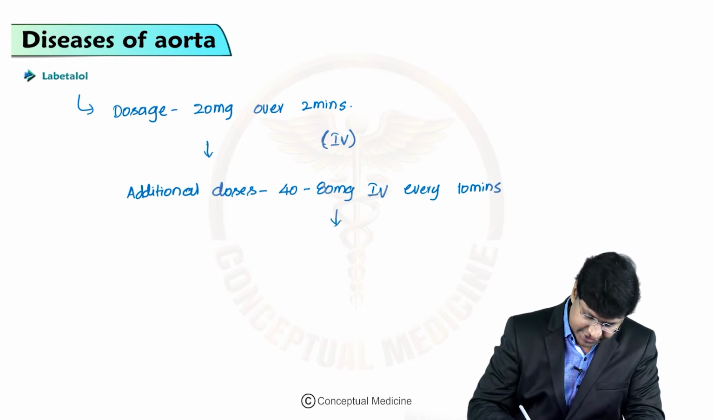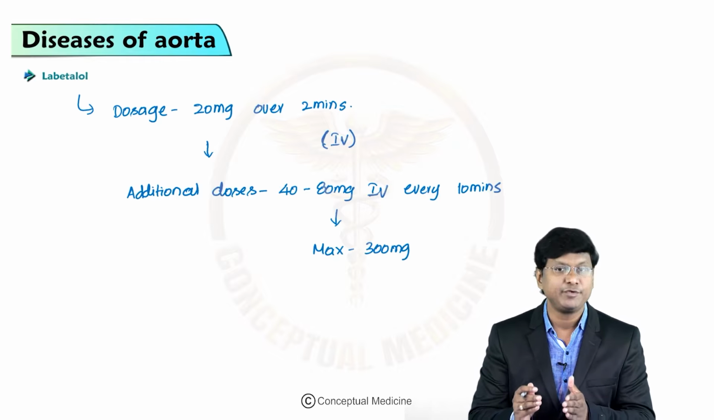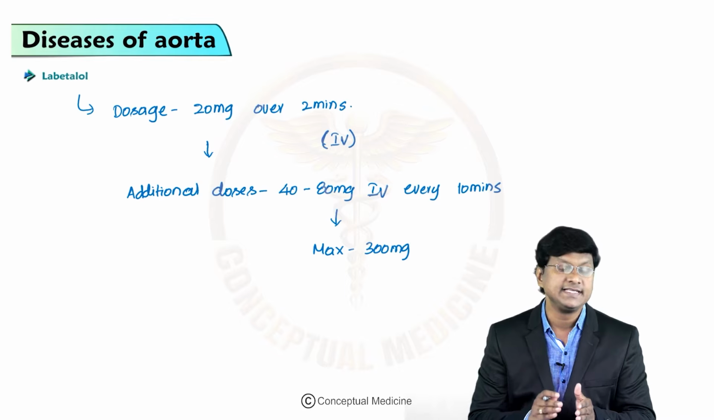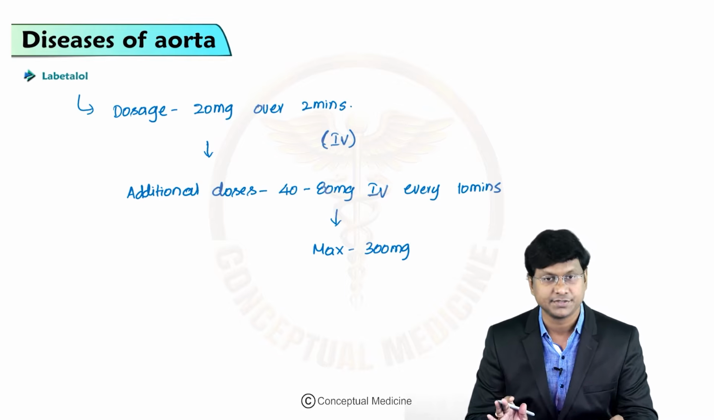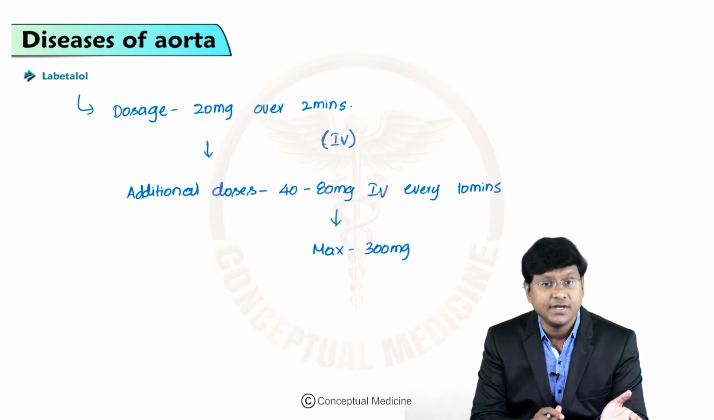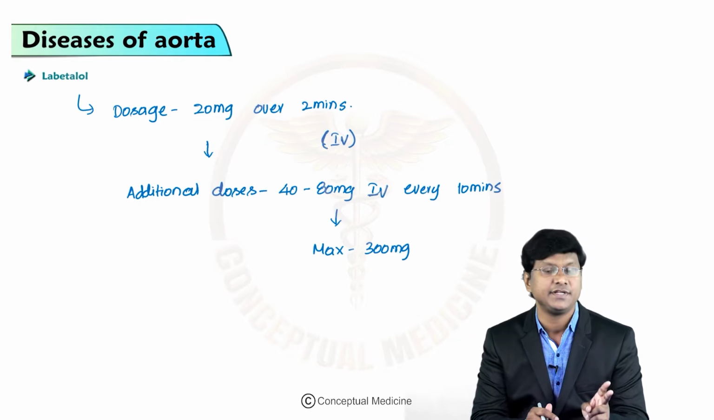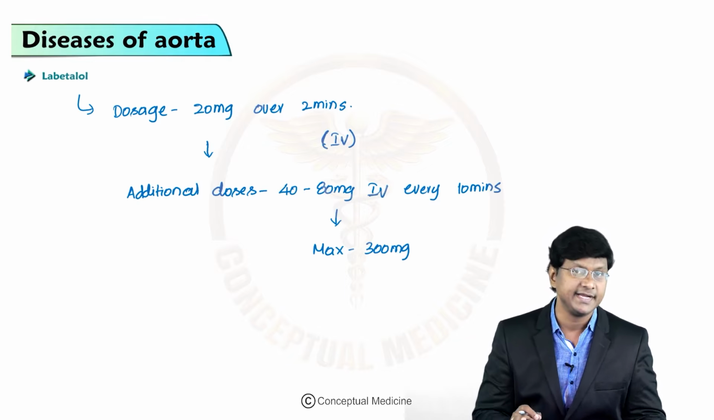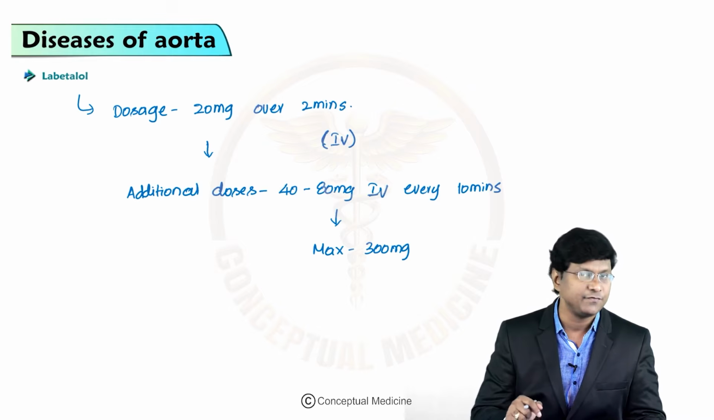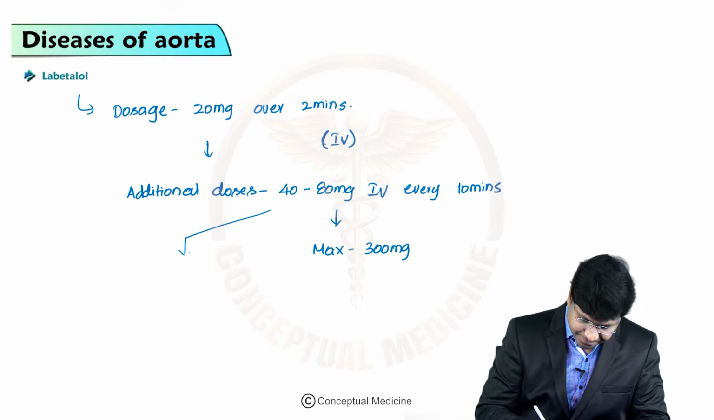And maximum, how much is the dose? Maximum dose of labetalol is 300 milligrams, right? And you have to give this until the desired blood pressure has been reached, right? So this is about the dosage of labetalol. See, alternatively, 2 milligrams per minute may be given by intravenous infusion titrated to desired effect. So you are giving 40 to 80 milligrams intravenously. But what should be that infusion?